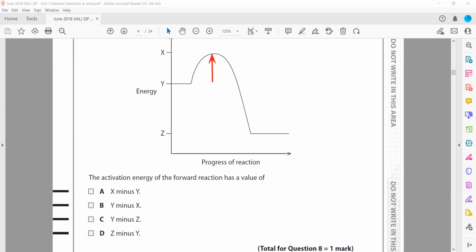So how can I work out the activation energy? Like if I say this is 100, this is 80. So what is the activation energy? How much energy do I need to start the reaction? So it will be X minus Y, like 100 minus 80. So it will be 20. So A will be the right answer.